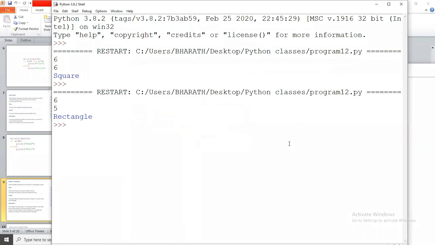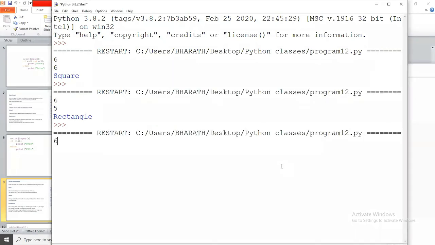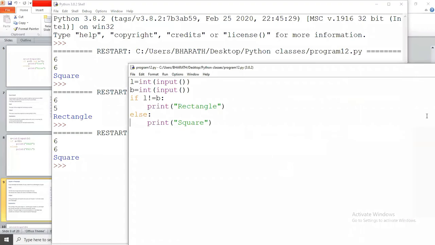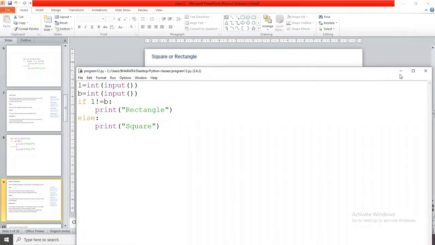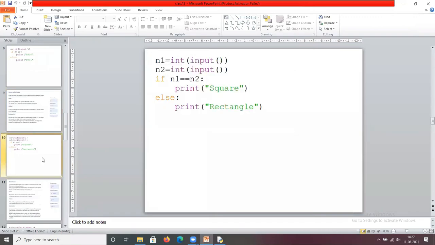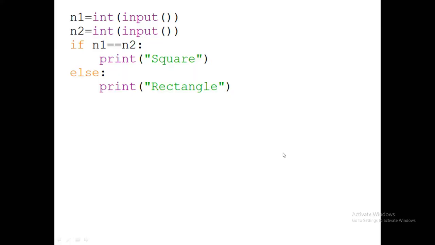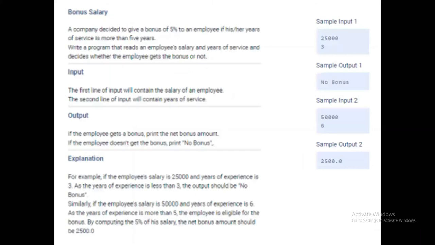The same program. If I give 6, 6, square. If I give 56, 54, rectangle. That's it. So this is the solution. Instead of L and B, here I am taking N1, N2. Okay, so next problem.